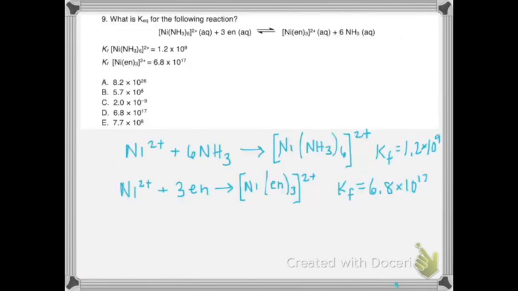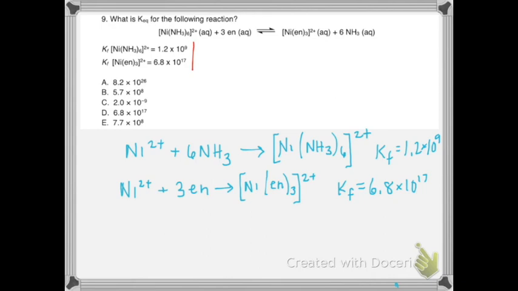Okay, so number 9 is asking us to figure out the KEQ for this reaction. And we have a bunch of nickel complexes in here. Don't worry, this problem isn't that complex, okay? So, what we do is just look at the K's they give us, and then figure out if there's some way, like we used to, to combine those K's to make a new one for this overall reaction.